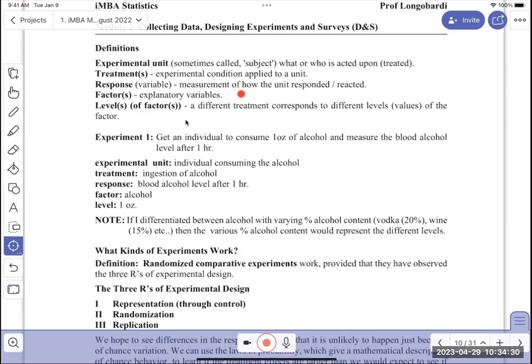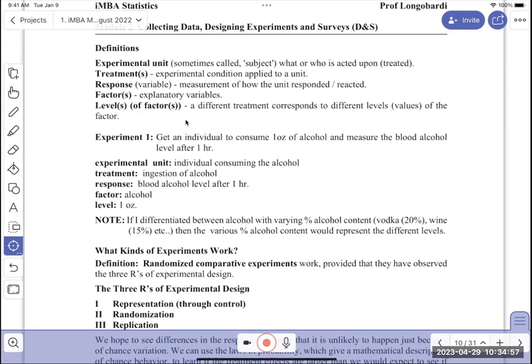The factors are the explanatory variables, so what we're trying to link to the response. And there are levels of factors. Those levels of factors are the different treatments corresponding to the different levels of the factors. So we begin with a simple experiment of having an individual consume 1 ounce of alcohol and measuring the blood alcohol content after 1 hour.